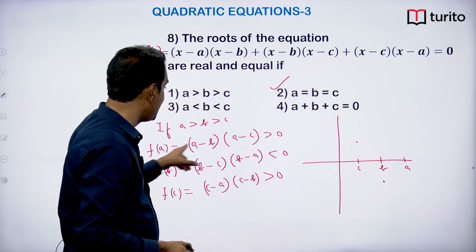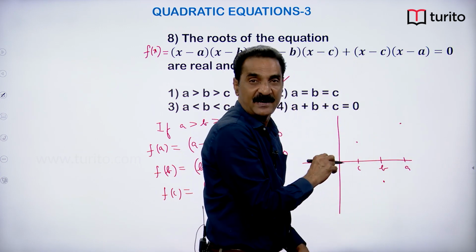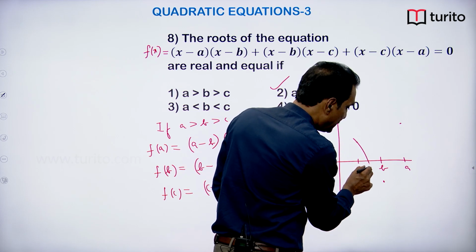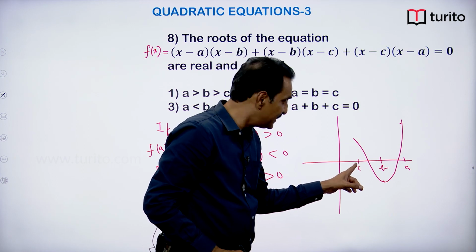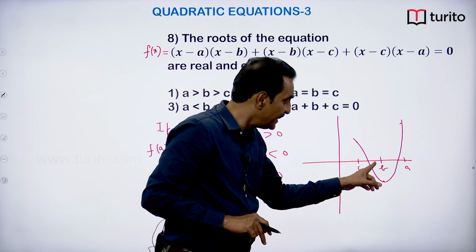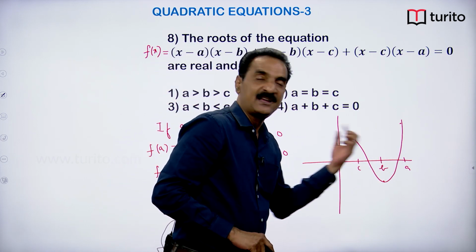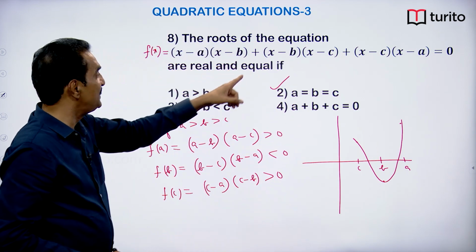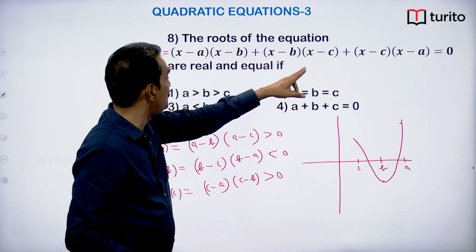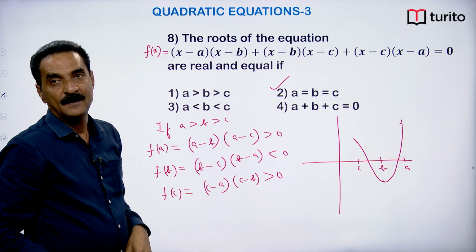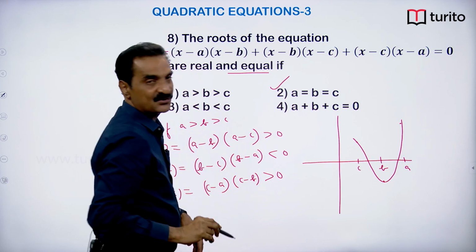And f of A is again positive, so the graph is above the x axis. So, if you join these points by a smooth curve, definitely the curve must intersect the x axis between C and B once and between B and A once. That means this is a real root, this is a real root. That means if A, B, C are distinct in this order or in this order, this equation will have real roots. But since he said real and equal, the answer is 2.